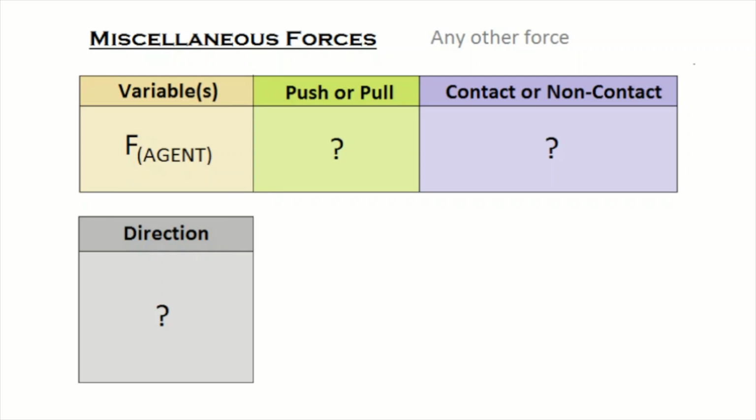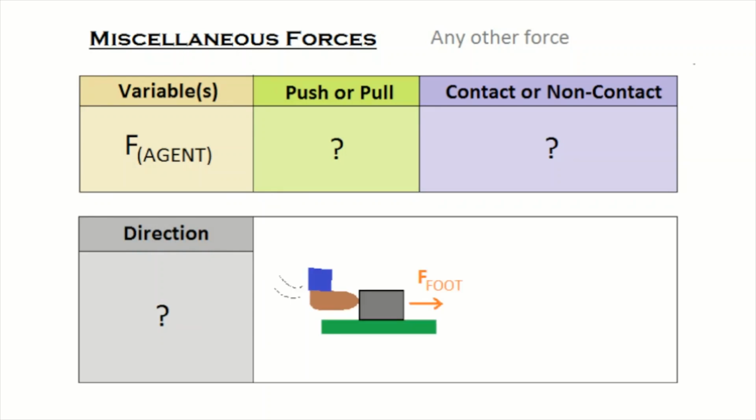You may also run into some miscellaneous forces. These would be forces that are not in the list of 5 that we previously discussed. If you notice one of those, call it F for force, and then just put the subscript as the agent. Maybe it's a foot kicking a box, just call it F foot. Maybe it's a man pushing a box, call it F man. Just focus on whatever's causing the force.